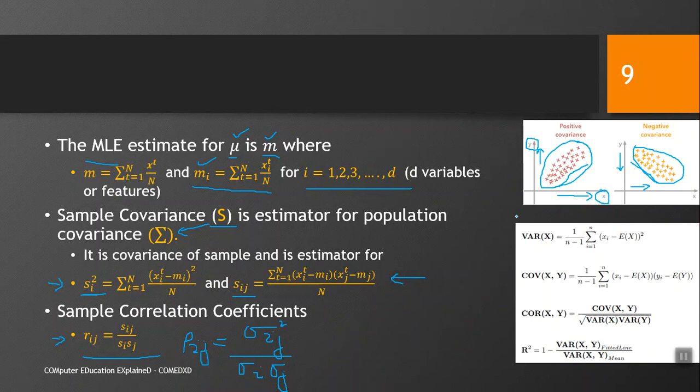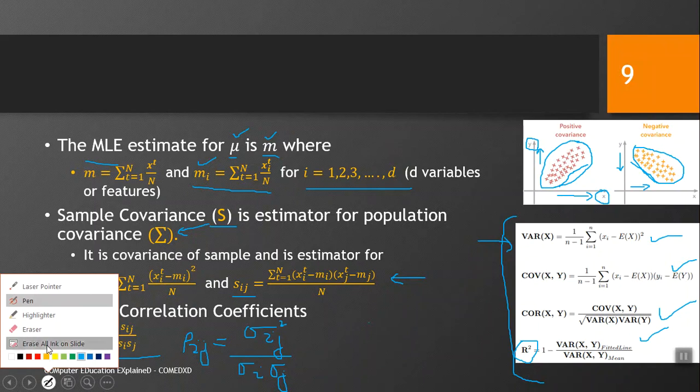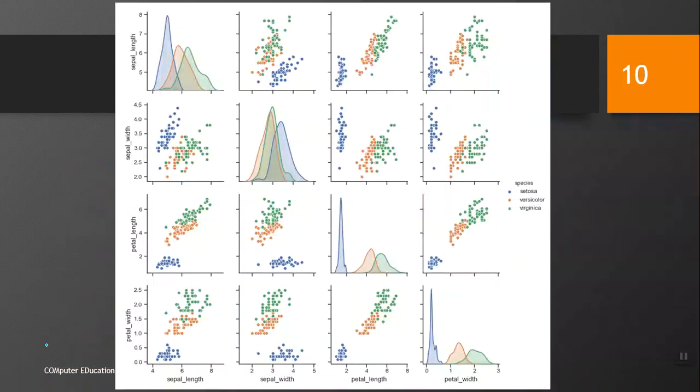In order to refresh the formulas in your mind, here the formulas are given again. Variance is calculated using this formula, covariance is calculated using this formula, correlation is calculated using this formula, and in the last lecture we have seen the R square statistic, which could be calculated using this formula. So I hope all the concepts given in this slide are clear to you.